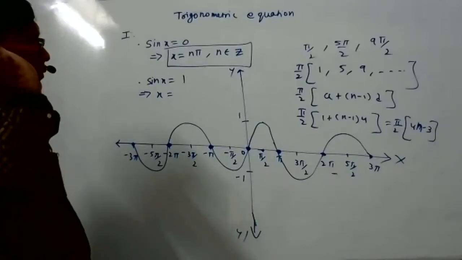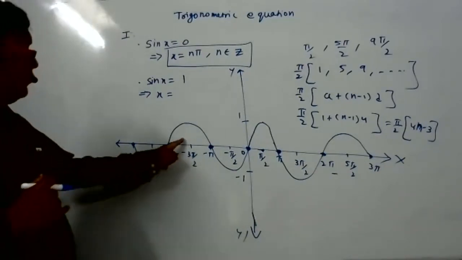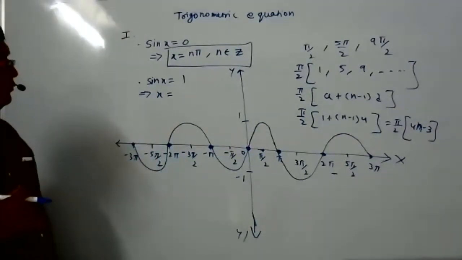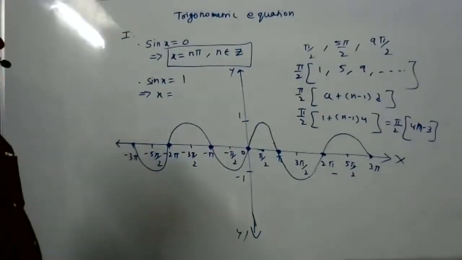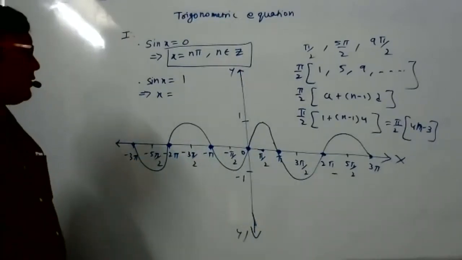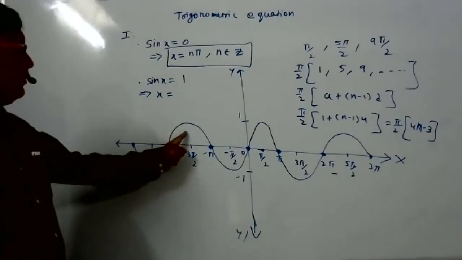Sir, if we keep n equal to minus 1, then it results in minus 3 pi by 2. Minus 3 pi by 2, that is correct. Sorry, minus 3 pi, sir. Minus 3 pi, yes sir. Then once put minus 1 and check. If I put minus 1, you will get minus 7 pi by 2. And 0 means minus 3 pi by 2. It is correct only, student.